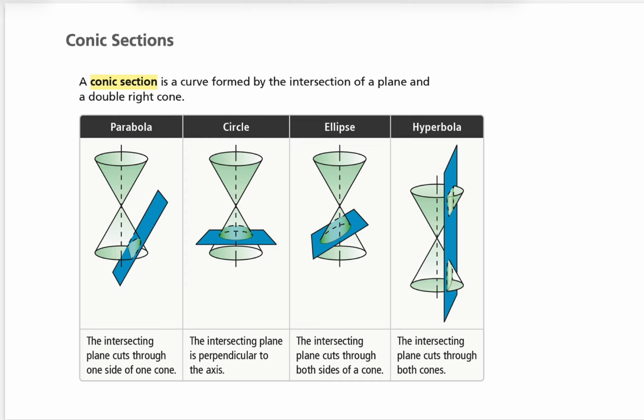A conic section is a curve that's formed by the intersection of a plane and a double right cone. You can see in the illustration here, there are 4 different kinds of conic sections: the parabola, the circle, the ellipse, and the hyperbola. It all depends on how the plane intersects the double cone.